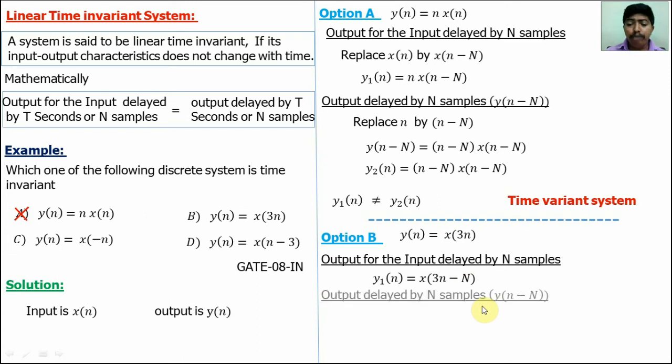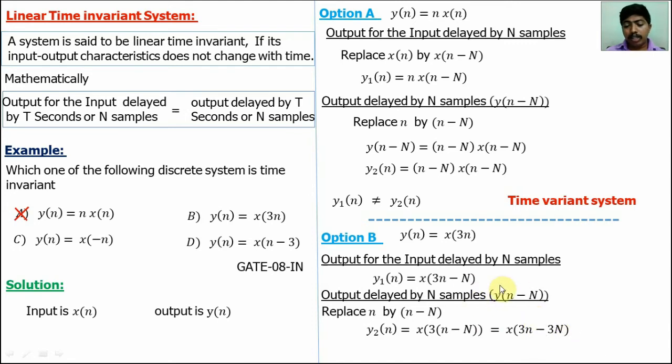Next find the output delayed by n samples. Output delayed by n samples means y of n minus n. So we have to replace n by n minus n. So replace here, and we will get this output as y2 of n. So y2 of n is equal to x of 3 into n minus n. Simplifying this equation, we will get x of 3n minus 3n. Whether both y1 and y2 are the same: y1 and y2 are not the same. So this system is also a time variant system. So option B is also wrong.